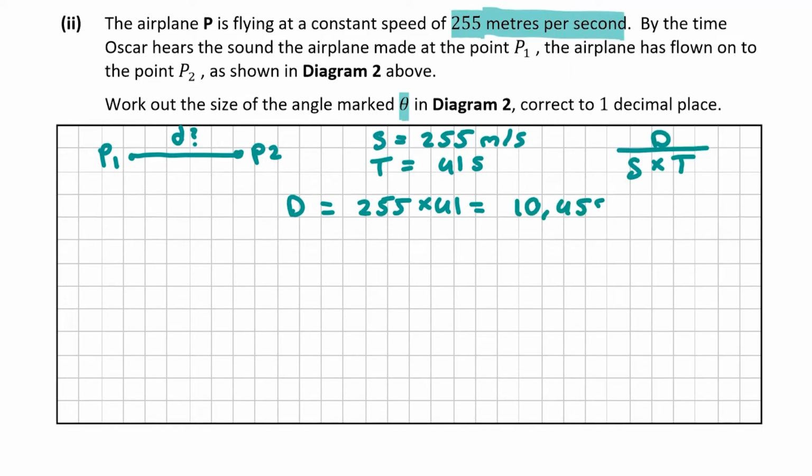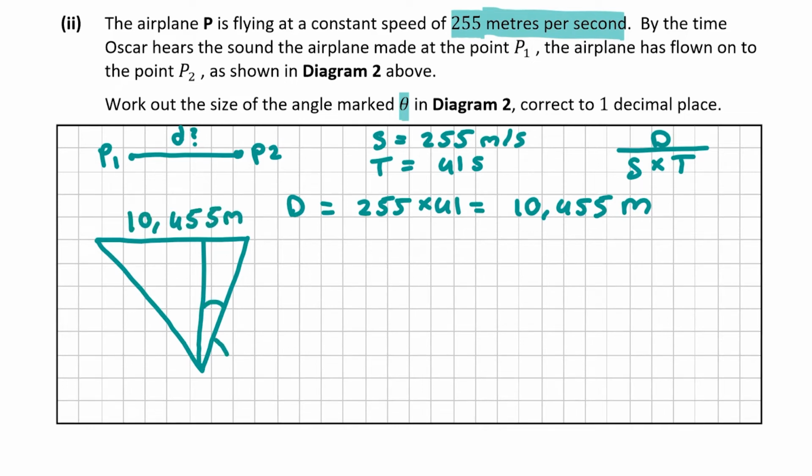10,455 meters. So now we have this triangle. We're looking for this angle here. We know that this is 45 degrees from diagram 1. We know this distance here down the side is 14,142 meters from the last question. So now, how are we going to find this angle here?